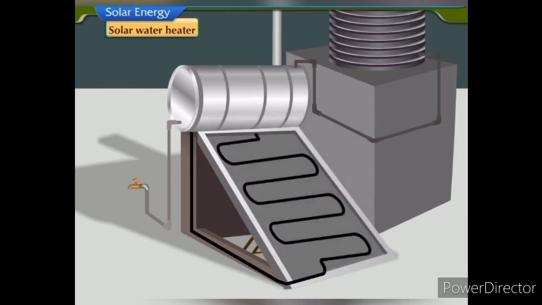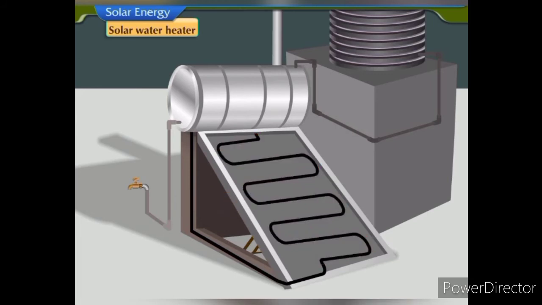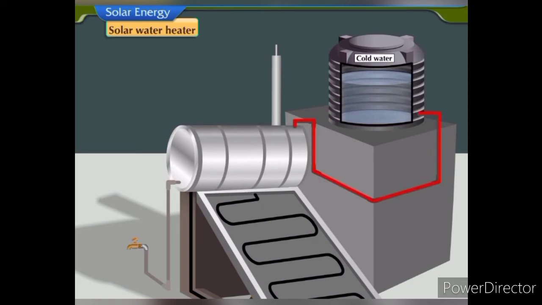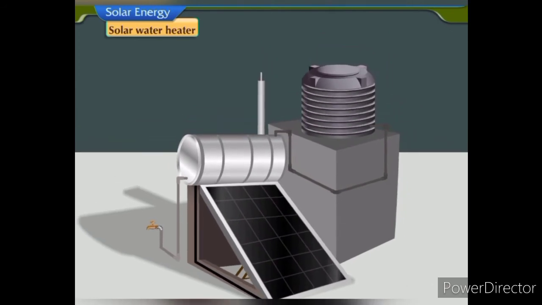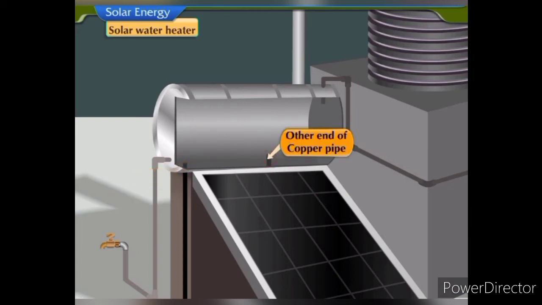In the flat plate collector, copper pipes with its outer surface painted black are fixed in the form of a coil and are kept in a box covered with glass. Bending of pipe helps to increase the surface area for heating. A reservoir or storage tank is kept at a higher level. It is used to store cold water, which is connected to a small tank kept slightly above the flat collector. One end of the copper pipe is connected to the bottom of the small tank of water, while the other end is joined to its middle.